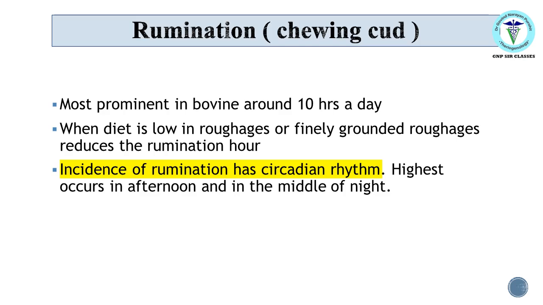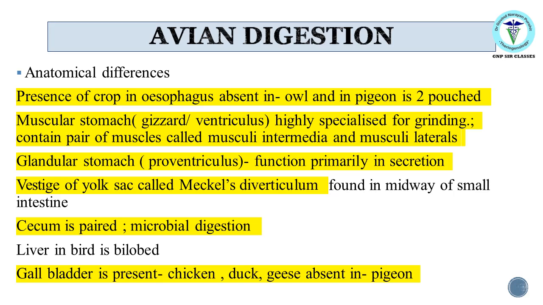A diet low in roughages or finely ground roughages reduces rumination time. Avian digestion has anatomical differences such as the presence of a crop in the esophagus, a muscular stomach for grinding, and a glandular stomach for secretion. Birds also have a paired ceca for microbial digestion and a bilobed gallbladder.